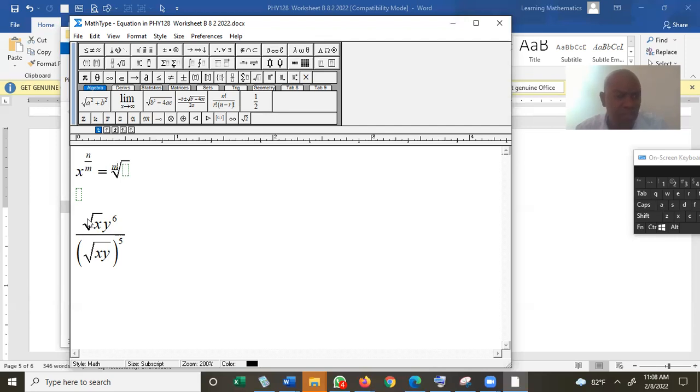But the name itself is root, or the radical sign. So when you say square root sign, you are referring to a specific situation of the root sign. Bear that in mind. And the numerator now, the m, the exponent of x, will be the numerator. So we want to look at it that way.